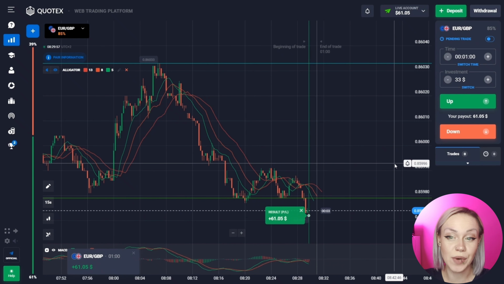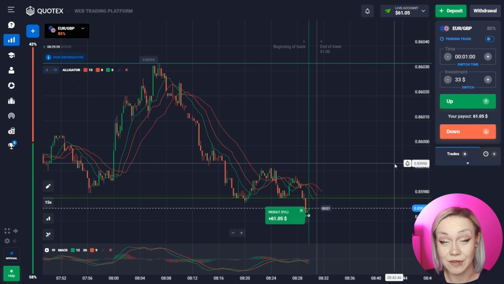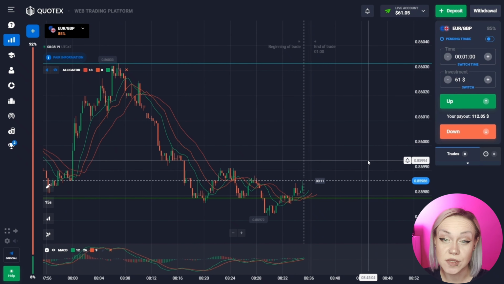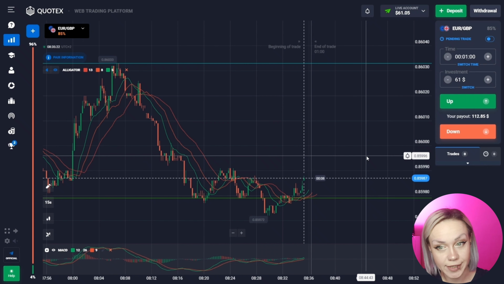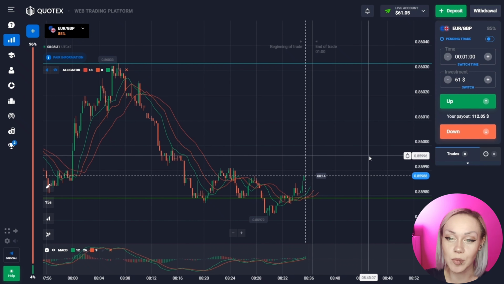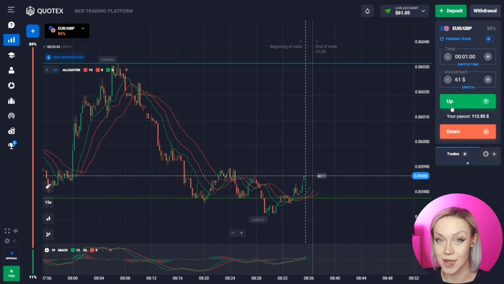And we see that there was a breakdown of the level of support, and the first trade brings us a profit. So we see that the price returns for the broken level of support. The indicators show an upcoming price increase, so I'll try to take some upward movement, and on the growing green candle, open a trade for $61 for 1 minute.